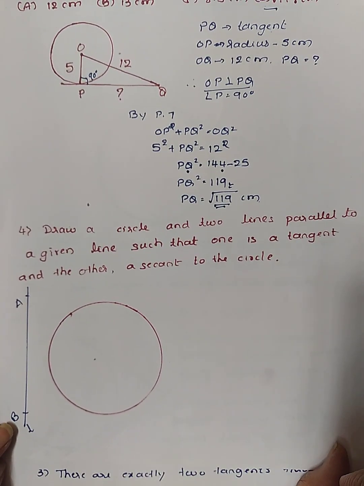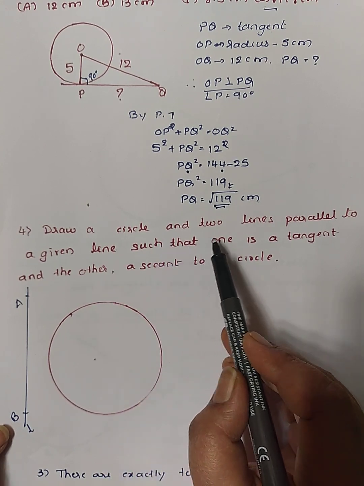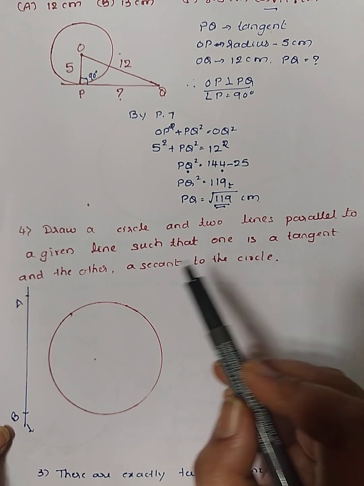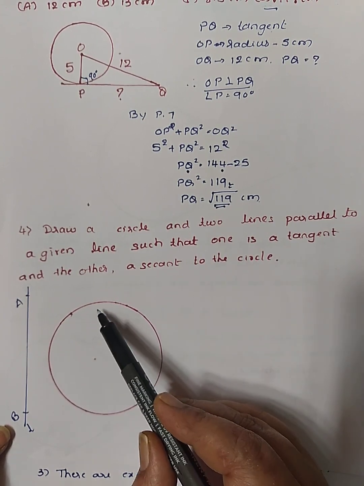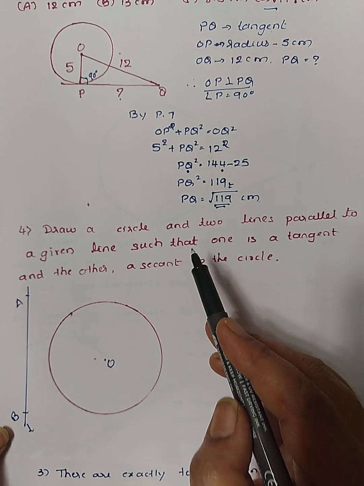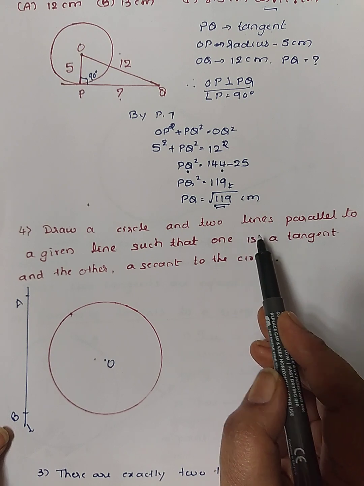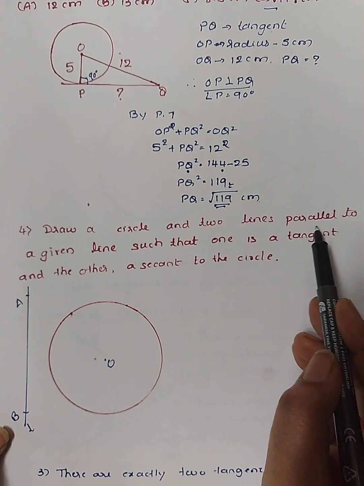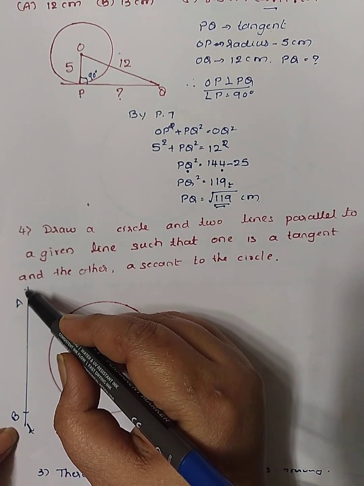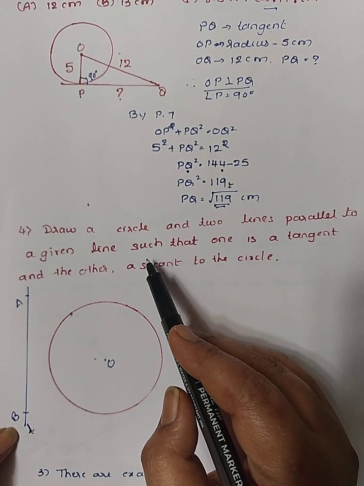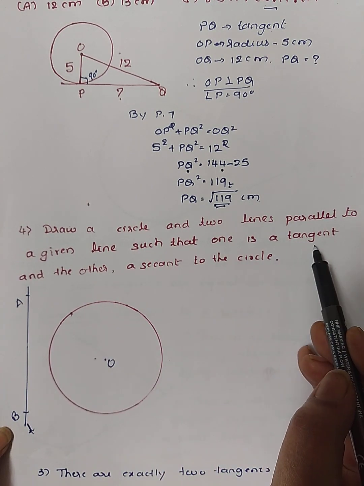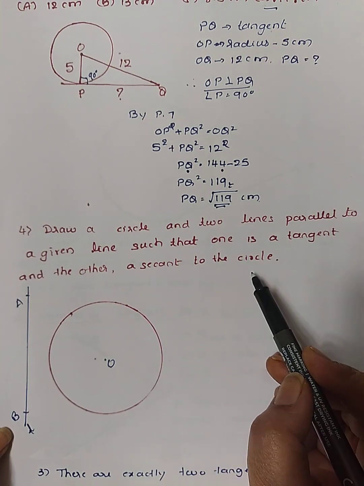Next, the fourth question is: draw a circle and two lines parallel to a given line such that one is tangent and the other is secant to the circle. First we have to draw the circle with some center O. Then you have to draw two lines. How are they? They are parallel to the given line. So suppose this L is a given line exterior to the circle, and one line is tangent and the other is secant to the circle.